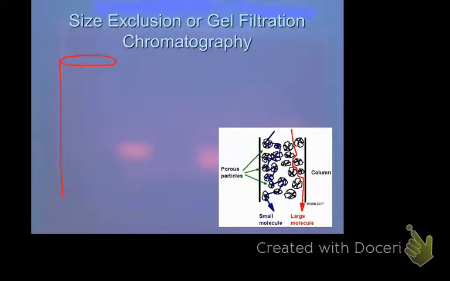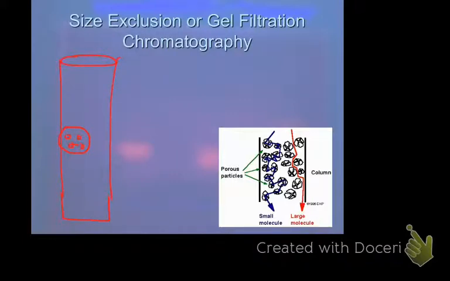Now, the nice thing about size exclusion is, since you're not changing the ionic strength, you're not changing the pH or anything like that, you don't have to worry so much about denaturing your proteins just because you're changing the conditions of the buffer. So you don't have to change your buffer at all. This is not drawn to scale, but a lot of times these are made up of beads, and so let's say that this is a bead. The beads really are tiny. But these beads are sort of like Swiss cheese, where there are little holes all through them.